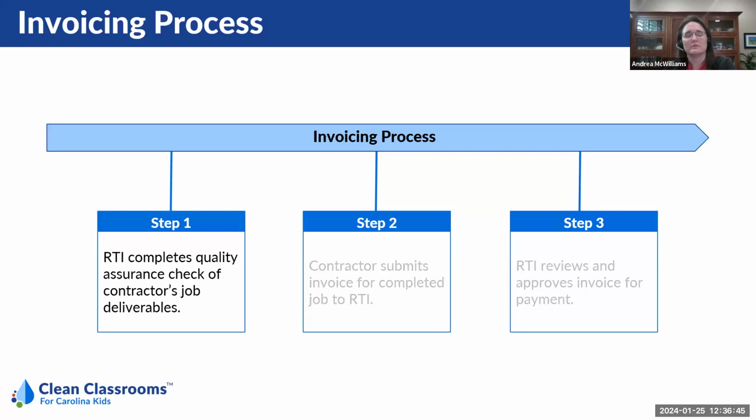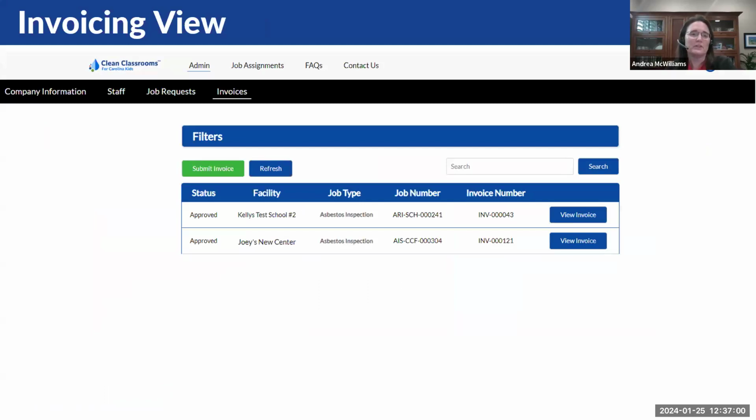So once the job has been submitted and RTI has done the QA check on the job and it is deemed complete and we have approved it, then that job can be moved into invoicing. So under the invoices tab, this will be the view that you'll see. The table lists out invoices that have already been submitted for previous jobs and their status. If they've been approved or are under review, you can keep track of those.